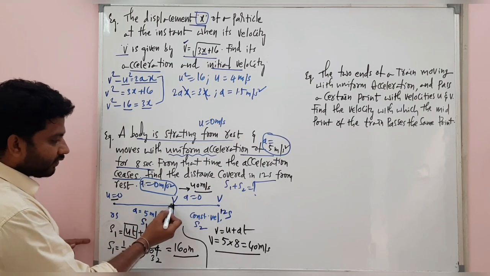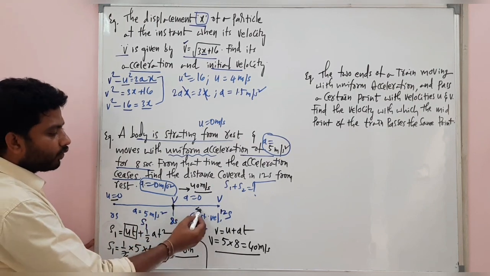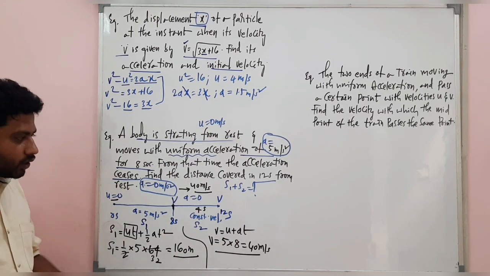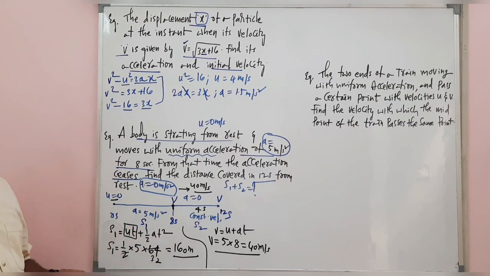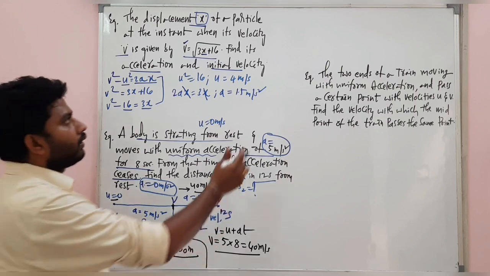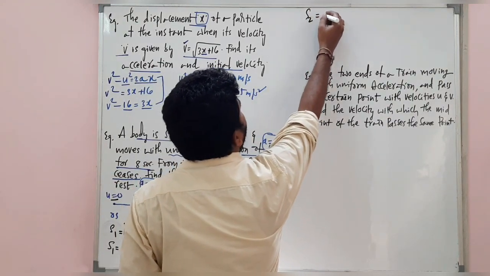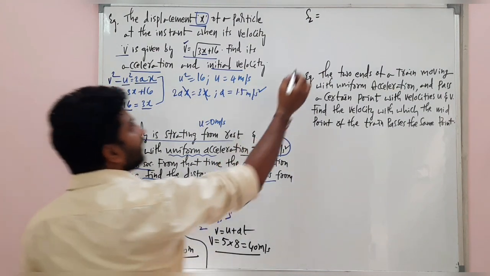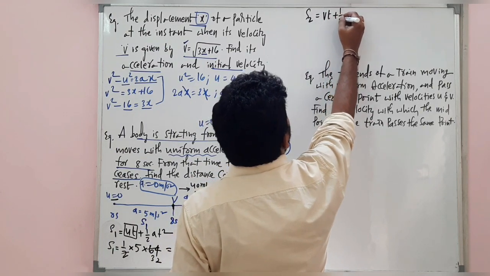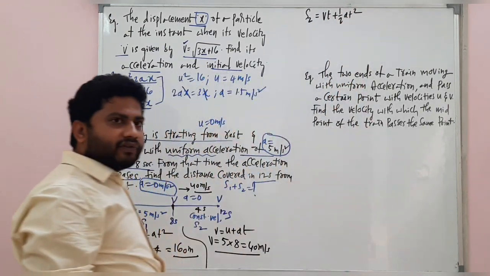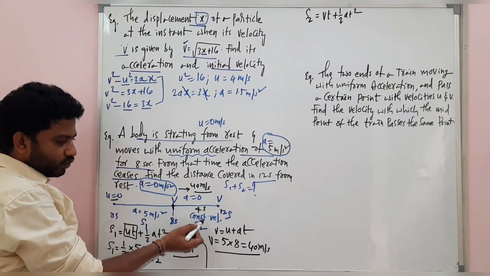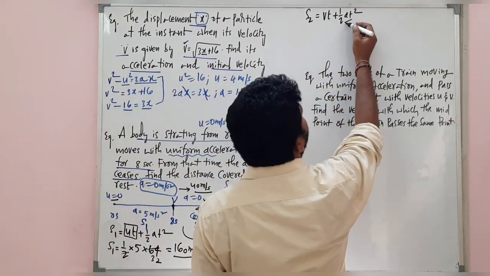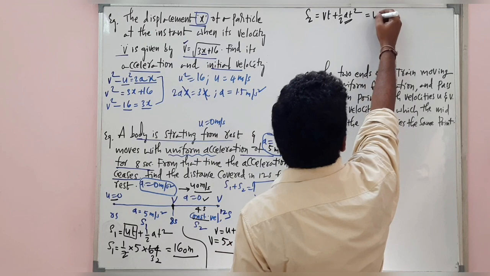But the time interval is given from 8 seconds to 12 seconds, means for this 4 seconds, it is moving only with 40 meter per second. If you want to use the formula, S2 is equal to U, initial velocity. I am talking about S2, initial velocity is V, right? So Vt plus half at square. Anyway, from here to here, it's clearly mentioned that it is moving with constant velocity. That means acceleration is 0. So this complete term will become 0.